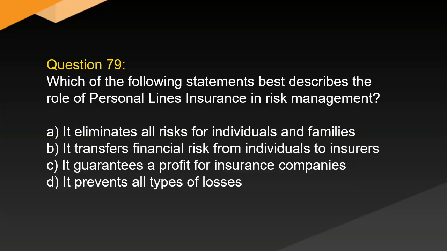Question 79. Which of the following statements best describes the role of personal lines insurance in risk management? A. It eliminates all risks for individuals and families. B. It transfers financial risk from individuals to insurers. C. It guarantees a profit for insurance companies. D. It prevents all types of losses.